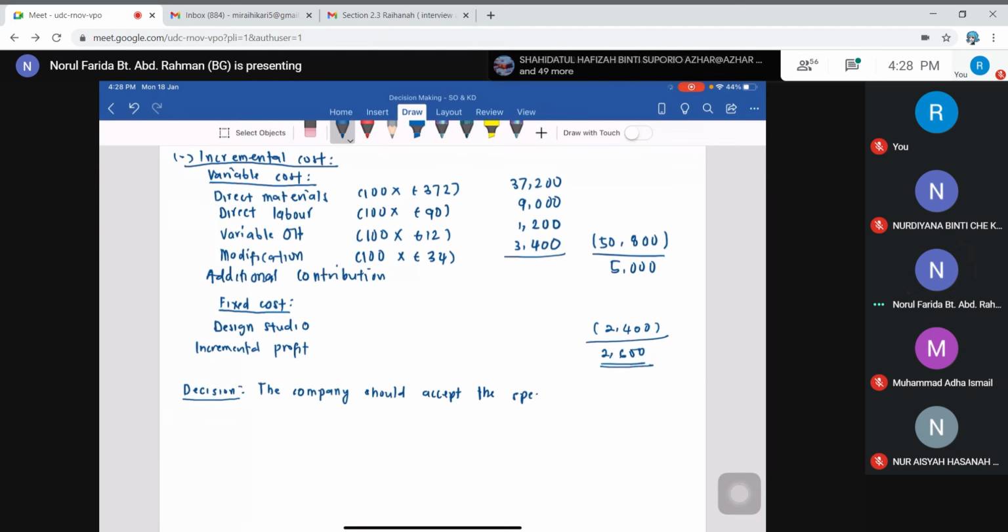Why? Why do we want to accept this? Because the special order gives an incremental profit. Because the special order will give a profit of, for example, 2,600.